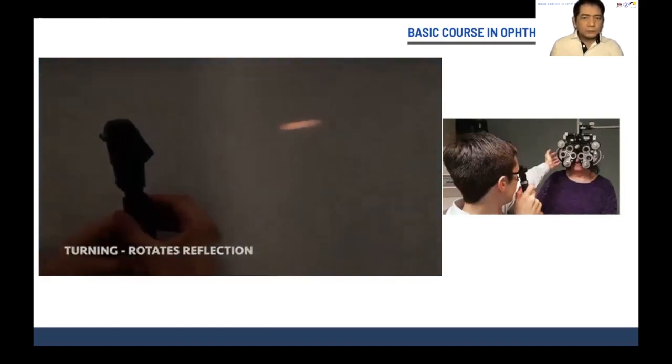When you bring down the sleeve, it will give you a plano mirror effect, and then moving it upward will give you a concave mirror effect. In the second picture on your right, this is how you do your retinoscopy. Okay, the patient is about an arm's length away from you.